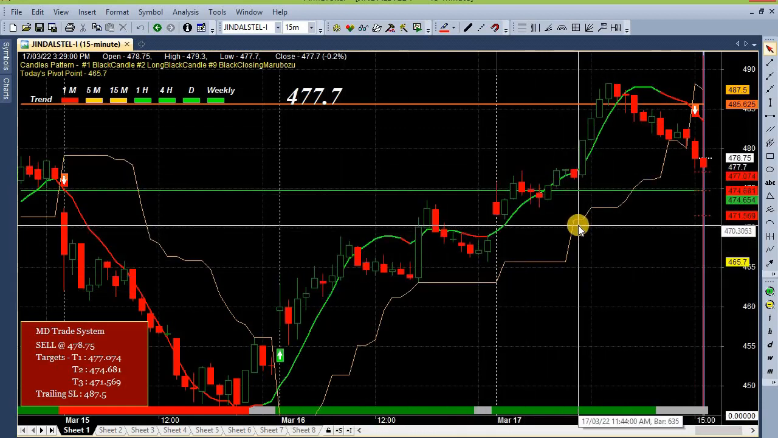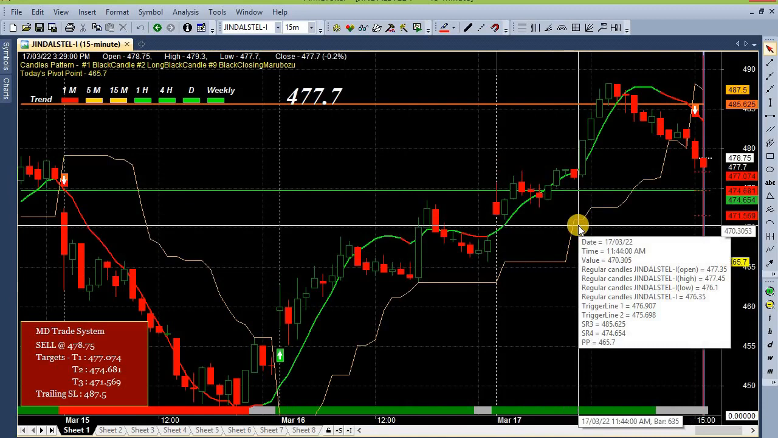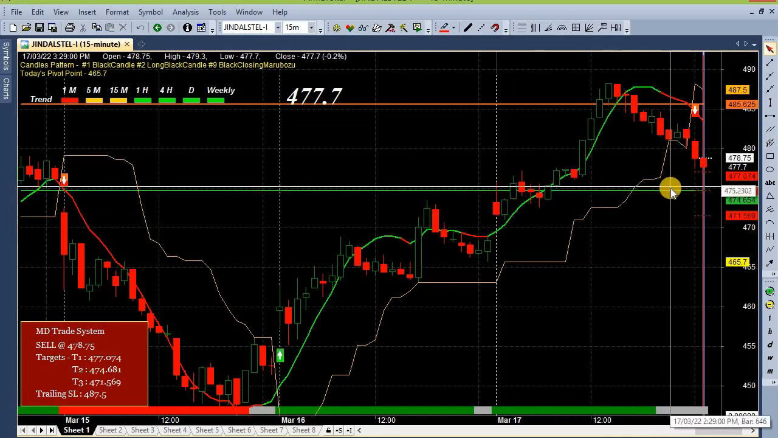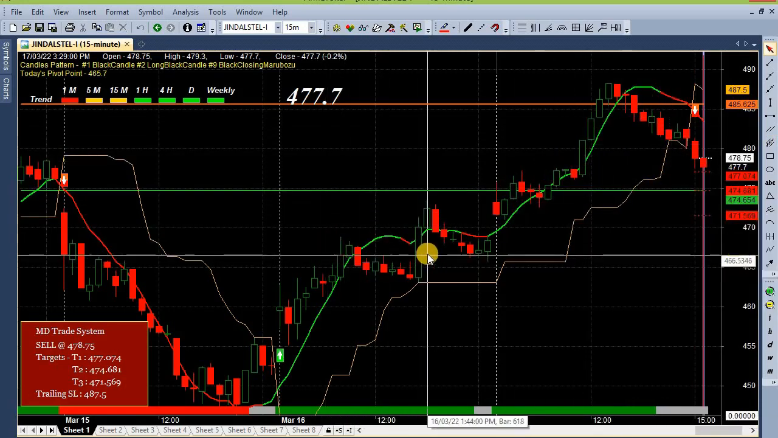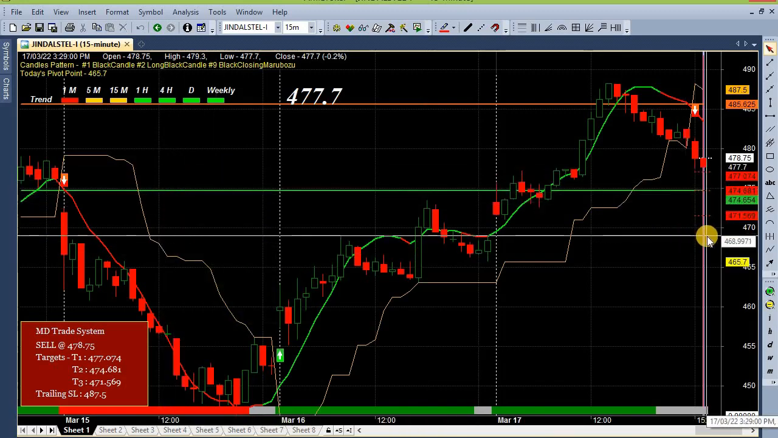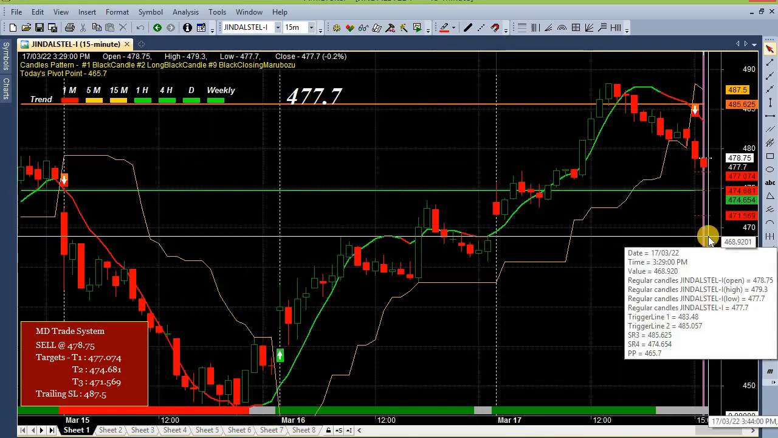So this is showing me the 17th of March. Candles belong to the 17th of March. This section is 16th March. This is of 15th March. So this way you can bifurcate the candles based on the day grid.